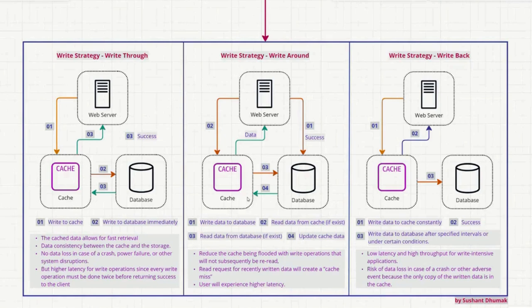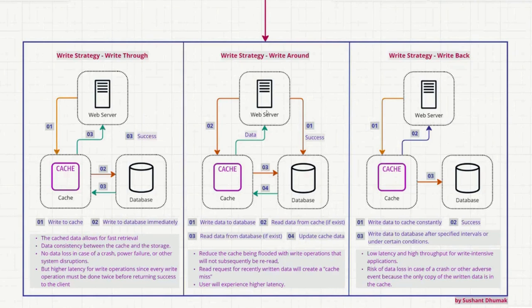It will update itself and send that data back to the web server. Okay, so here, write-around means nothing is written to the cache. Initially, when we are writing the data, cache is not in the picture. In the first case, we saw write-through, where cache is between the web server and the database. So everything will go to cache first, whether it is coming from the web server or going from the database, the cache will be sitting in between.